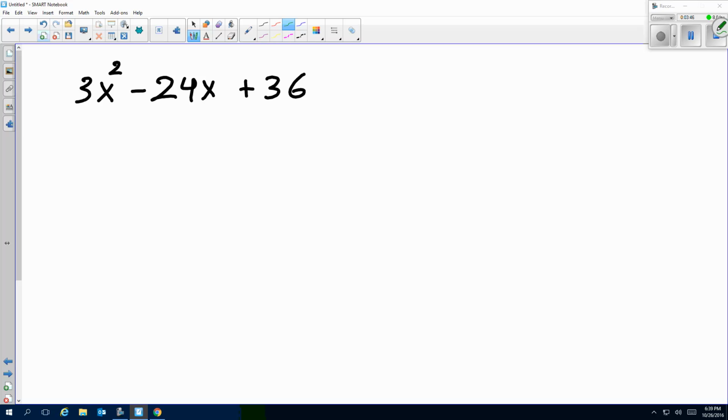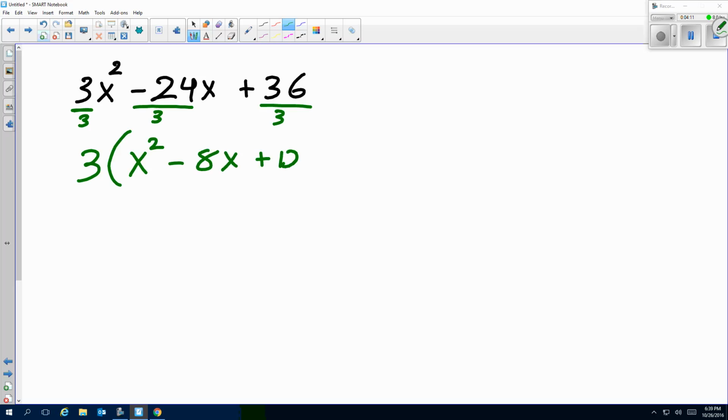Well, one thing we are allowed to do is if we notice, wait a minute, all of these numbers are multiples of 3, we could start this problem by factoring out that greatest common factor. I can divide every single term by 3, leaving me with x squared minus 8x plus 12. Now, who agrees that this is a nicer looking problem? Absolutely it is.